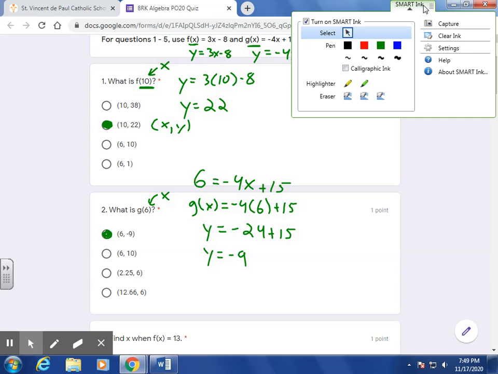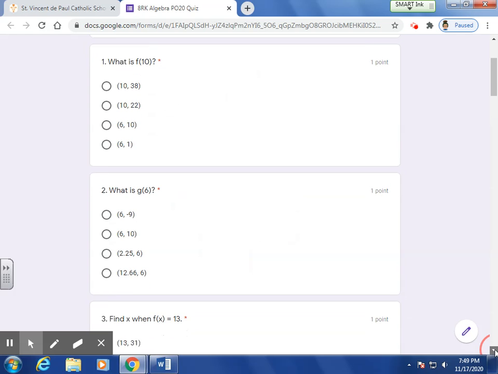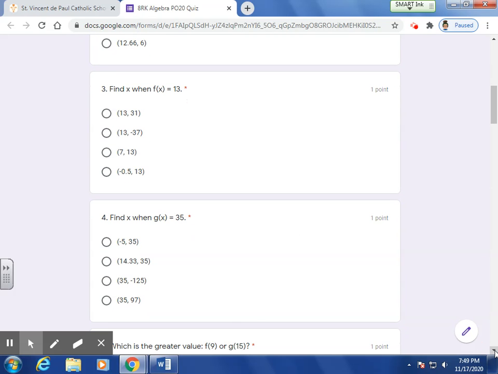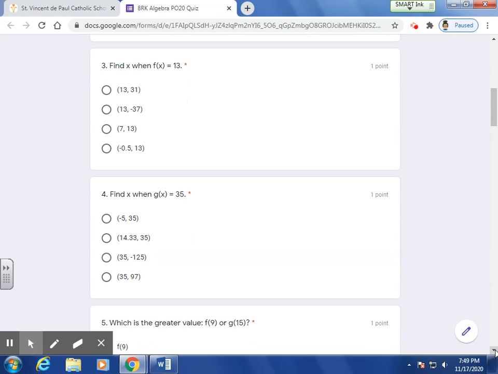All right, next two. This scrolls a lot faster than it does in the Word document, my goodness.